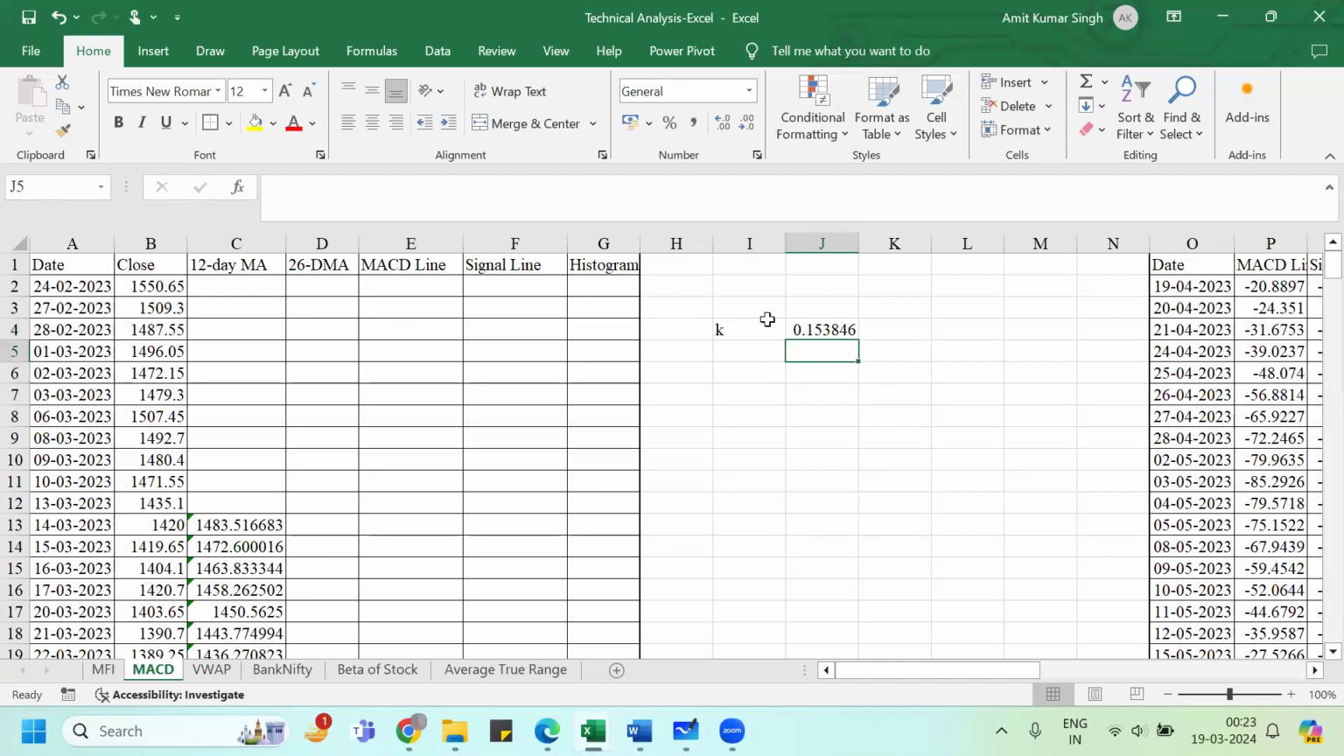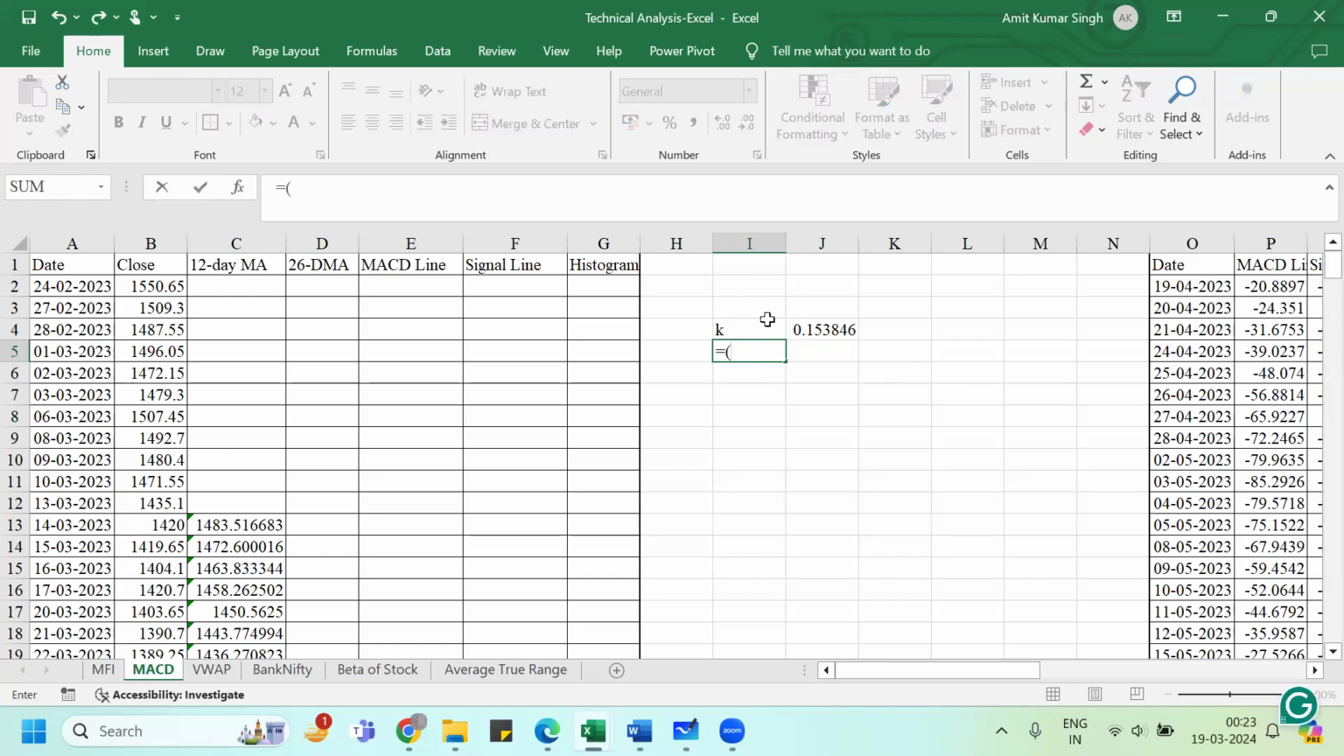Once you found this K value, which is called the smoothing constant, what you have to do is multiply the closing price of the stock with this smoothing constant, plus you have to find yesterday's exponential moving average.